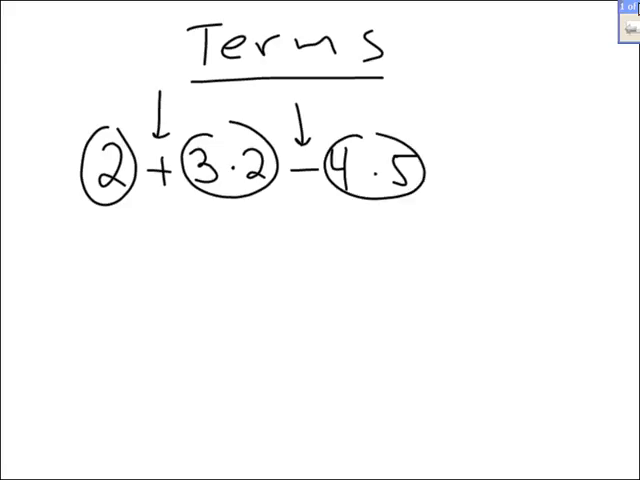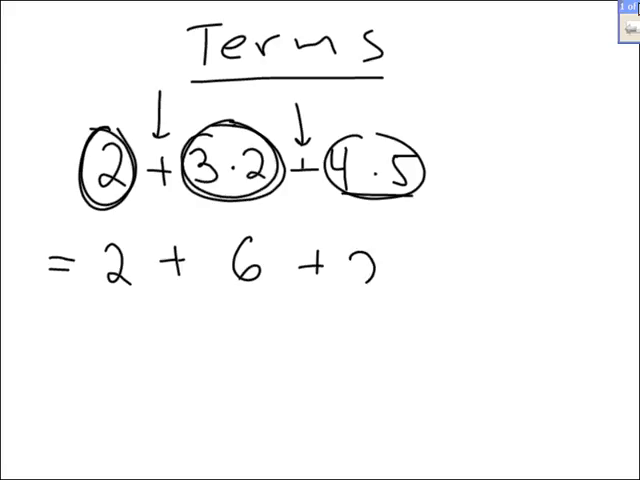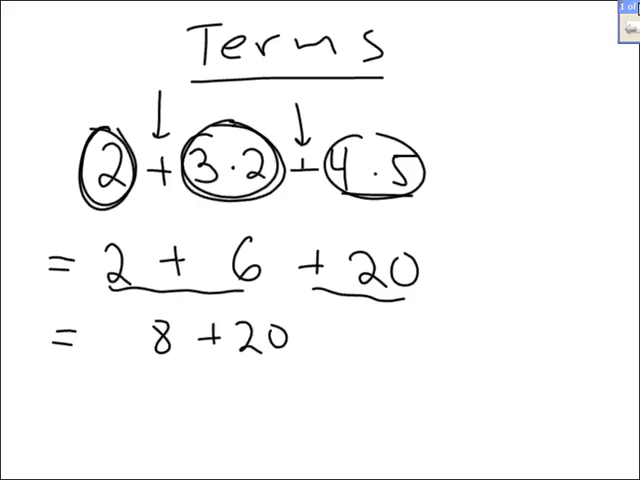Notice the only things I did not circle are the plus and minus signs. Those terms are what we're going to add and subtract. For example, 2, of course, is just 2. 3 times 2 is 6, plus, and 4 times 5 is 20. 2 plus 6 is 8, plus the 20 gives you 28.